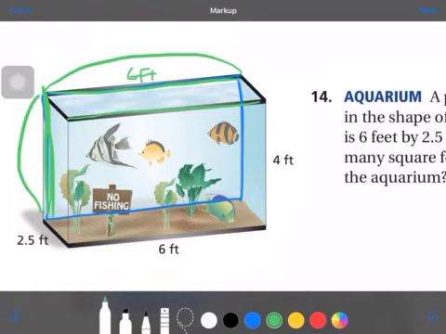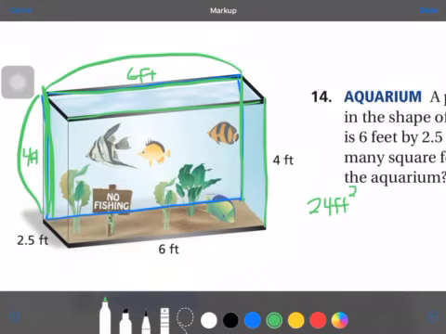And then what would this line measure here? So that's going to be, again, we'll go across from it, no measurement. We go across from that, we get 4 feet. So it's going to be 4 feet. So 6 times 4 is 24. So we've got 24 feet squared for the back panel.